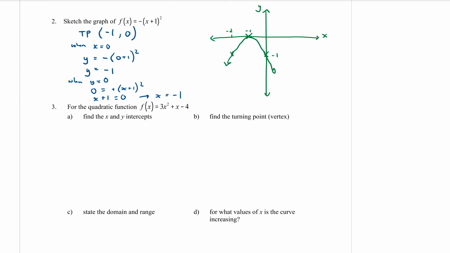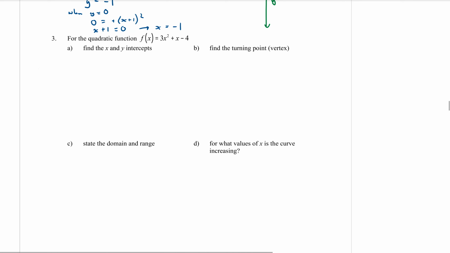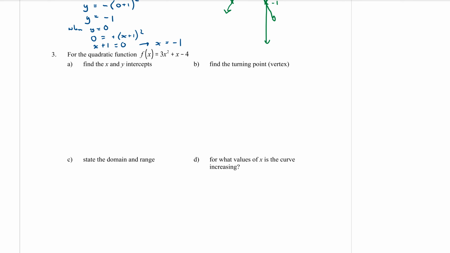Question 3. So we're just putting another one in here. For the quadratic function, f of x equals 3x squared plus x minus 4, we want to find a few things. First of all, it says find the x and y intercepts. You're going to want to write small for this. So to do that, we sub in when x equals 0 into my function. That's going to be f of x, or y, equals 3 times 0 squared plus 0 minus 4. That's 0, that's 0. So I just get y equals -4.